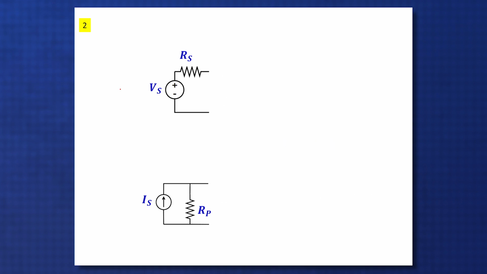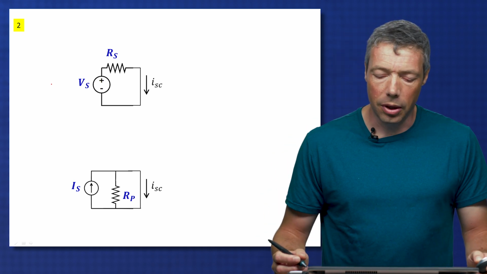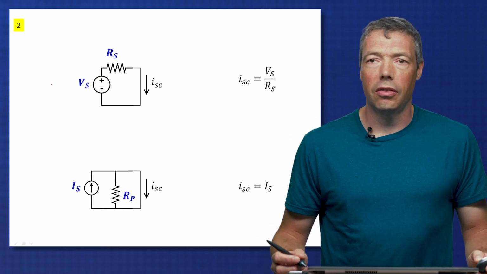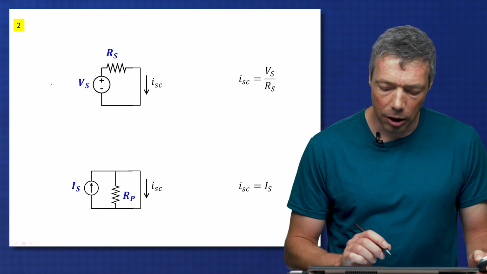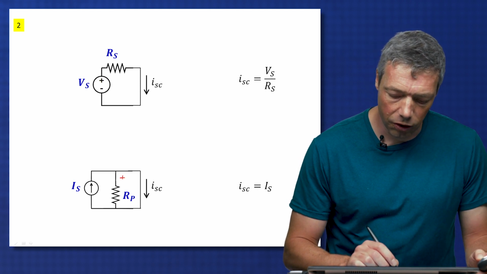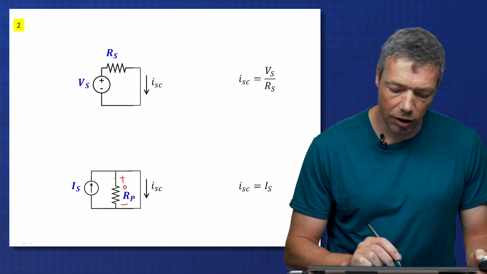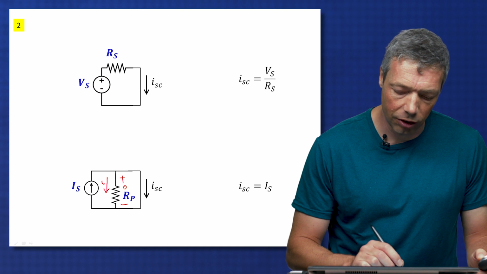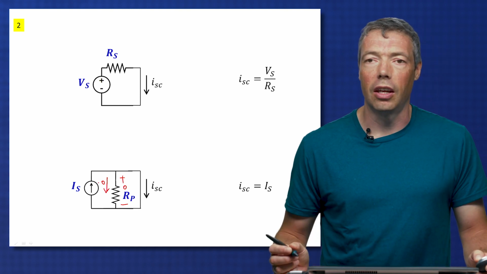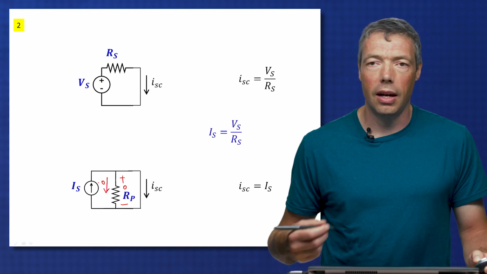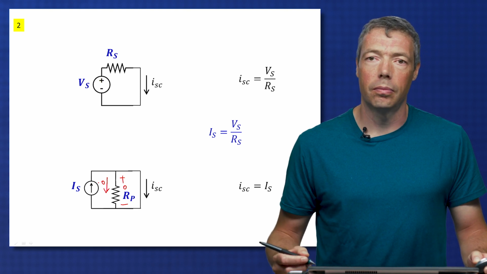Another test I can do is where I short circuit these two terminals, and the short circuit currents have to be the same for these circuits to behave equivalently. So for the top one, that current is Vs divided by Rs, and for the bottom one, because there is 0 volts over this resistor, there is 0 current through this resistor, and therefore Isc is equal to Is. And I can find a second equation.